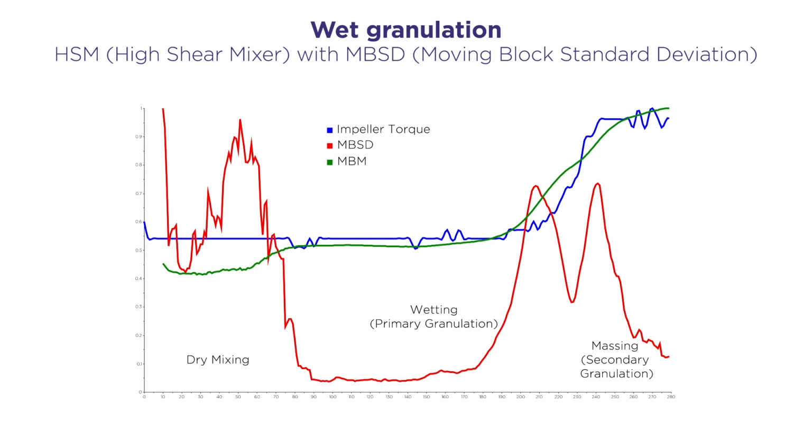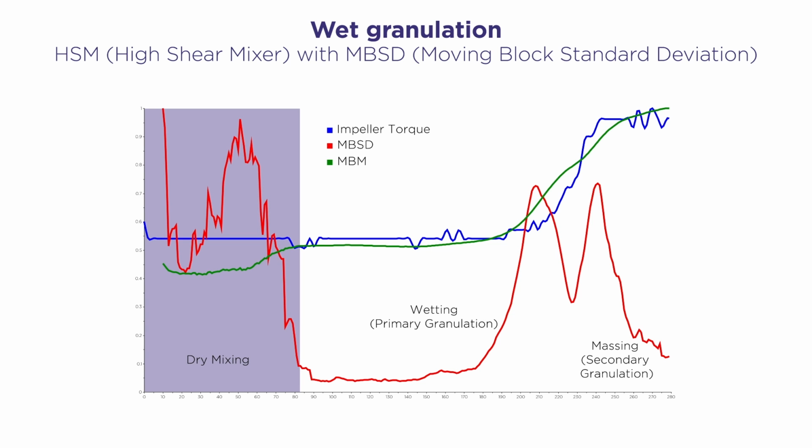In this plot is represented a moving block standard deviation, red line, and also a moving block mean, green line, compared with the impeller torque, blue line. In the graph we can clearly see how the NIR is able to show in a very nice way the three process phases. The first phase is the so-called dry mix that is not visible using the torque, where after a first variation the moving block standard deviation goes down to 0, showing that our ingredients are mixed properly.